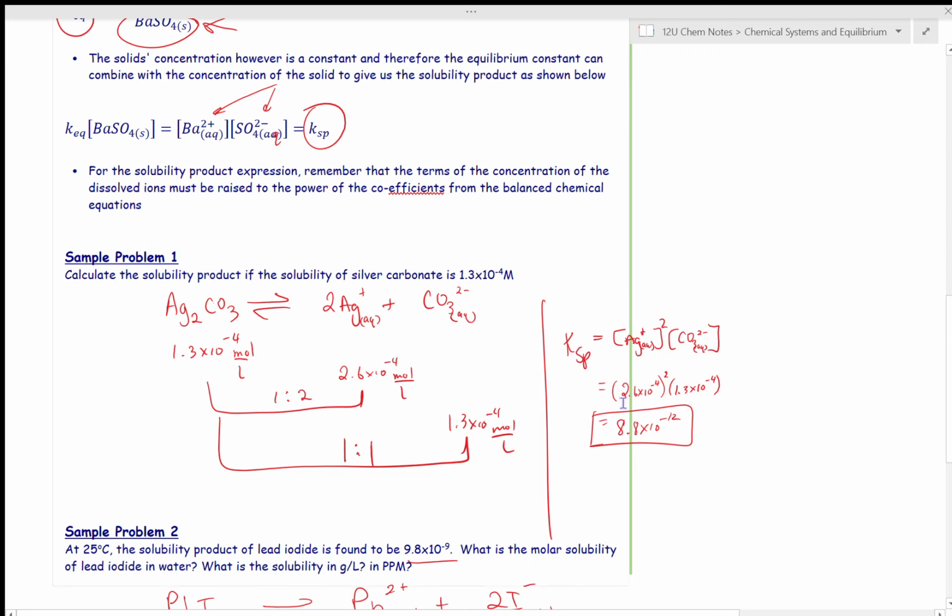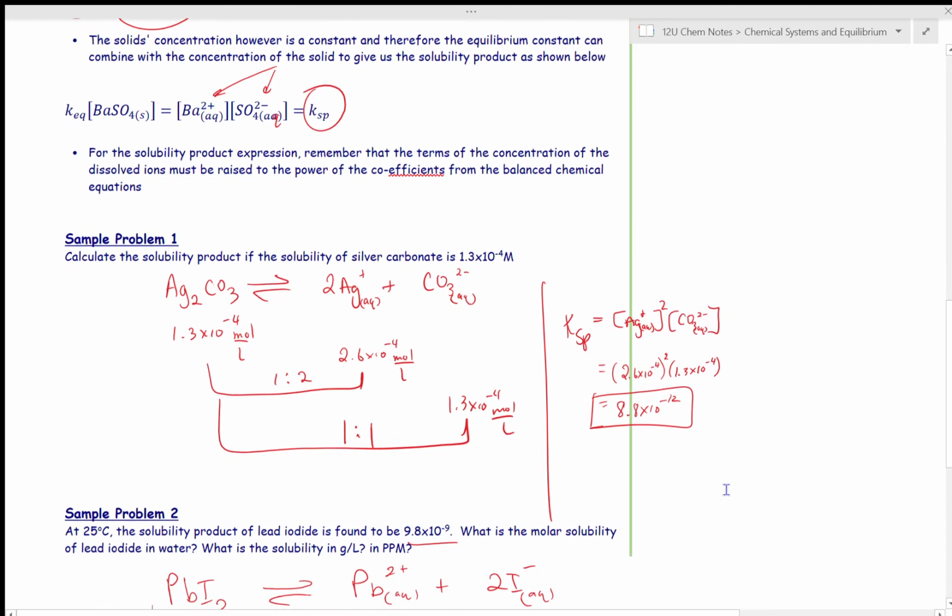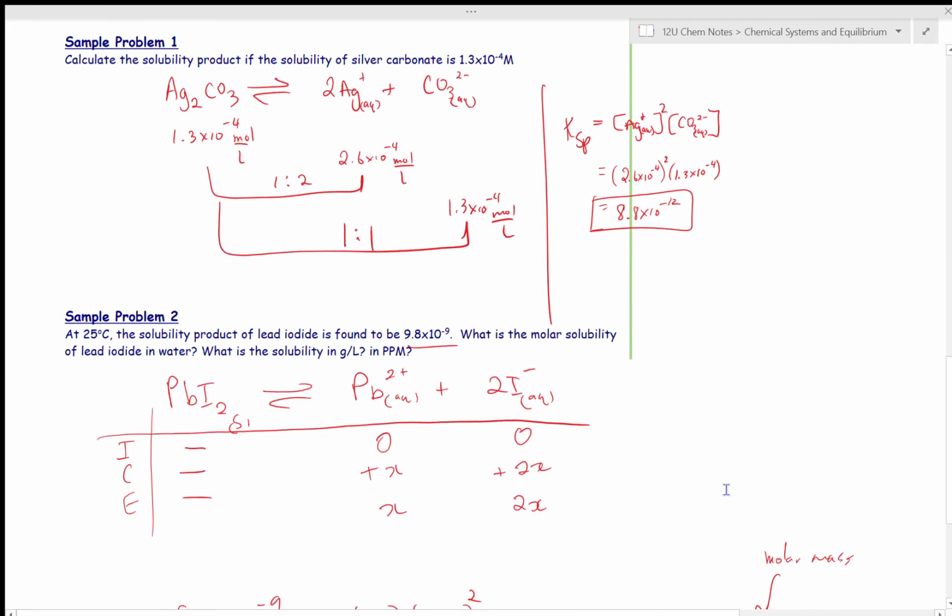And then I just take my values that I've calculated here and I plug them in. So 2.6 times 10 to the minus 4 squared times 1.3 times 10 to the minus 4 gives me a KSP value of 8.8 times 10 to the minus 12, which is a really small number, which means that my solubility product, because it's so small, means that not a lot of the barium sulfate will dissolve at all in solution. So let's look at a separate problem, one that requires an ICE table.